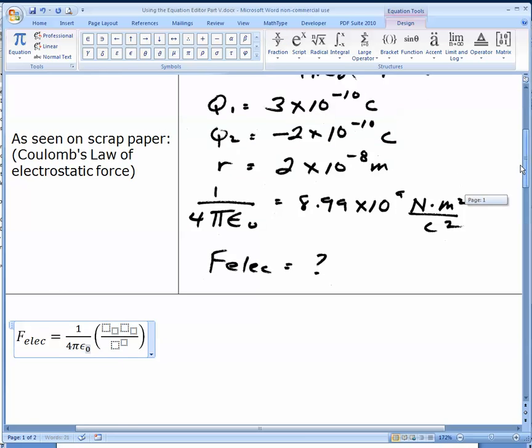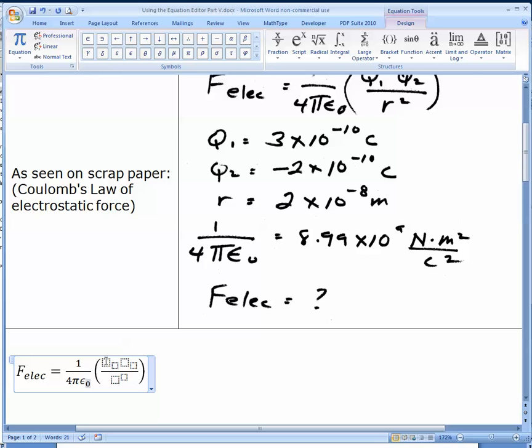Moving right along, on top we have a capital Q, subscript 1, another capital Q, subscript 2, divided by R squared. And that's the formula.